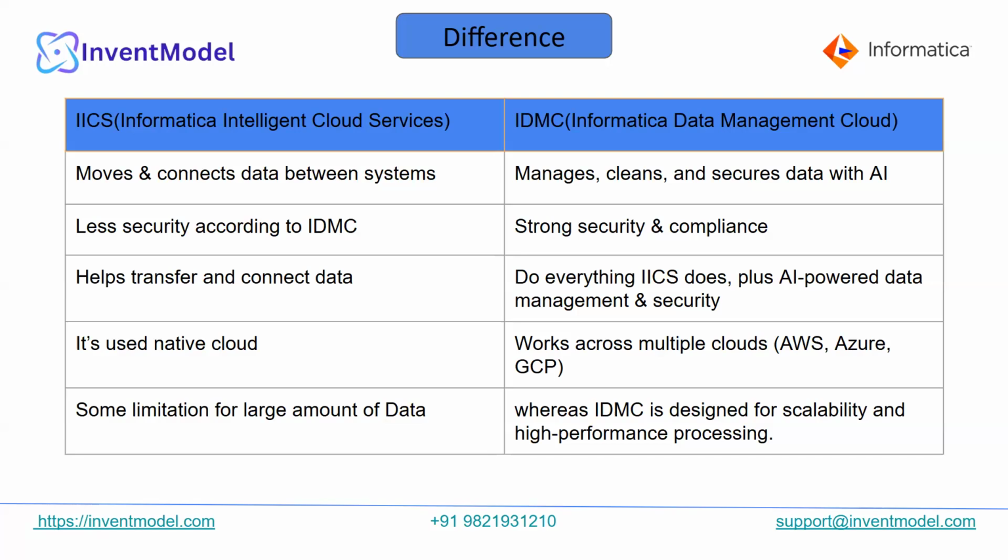In IICS, we can only move and connect data between systems. We can easily move and connect across different types of systems. But in IDMC we can manage the data and cleanse it. There are multiple features. We can clean our data, and securely move the data between systems with the help of AI, because AI is artificial intelligence, so it automatically does many things.